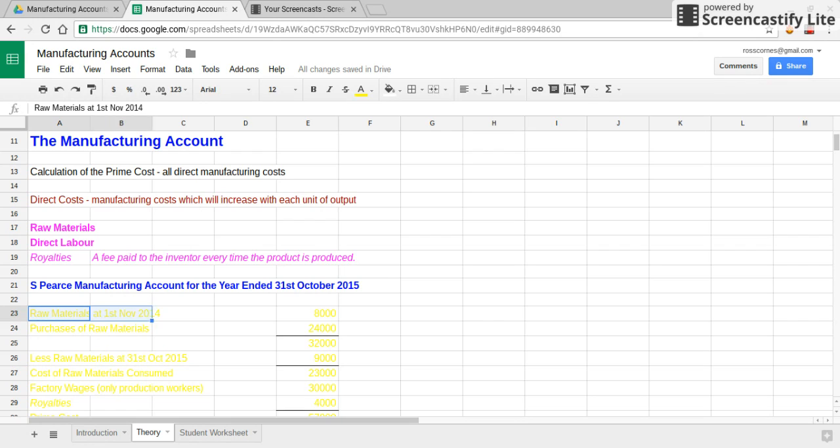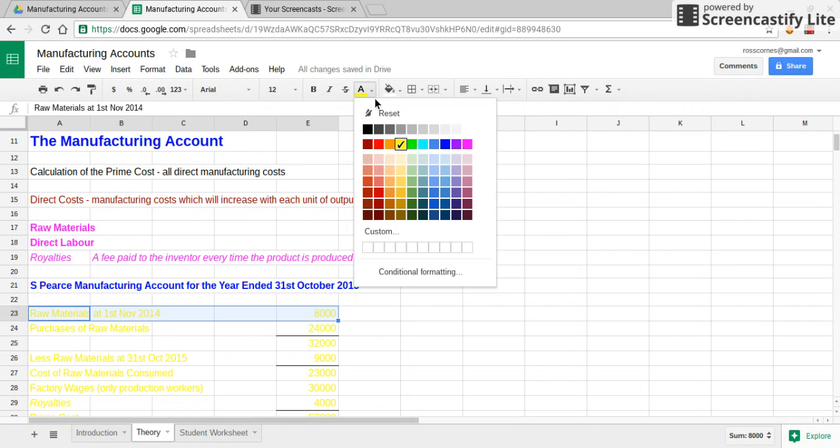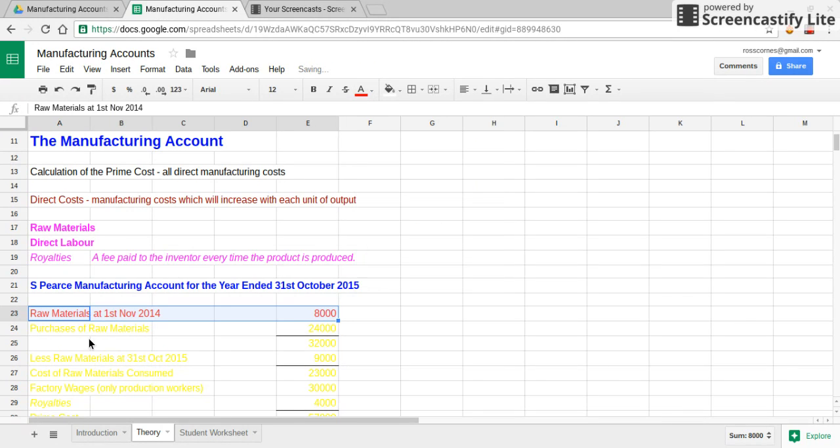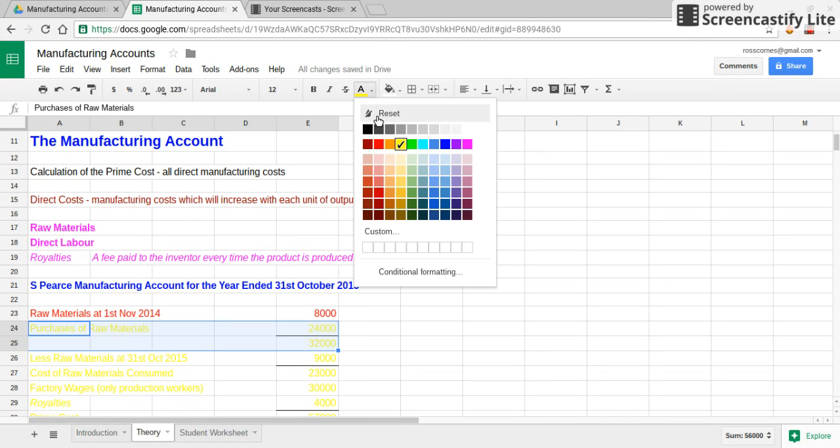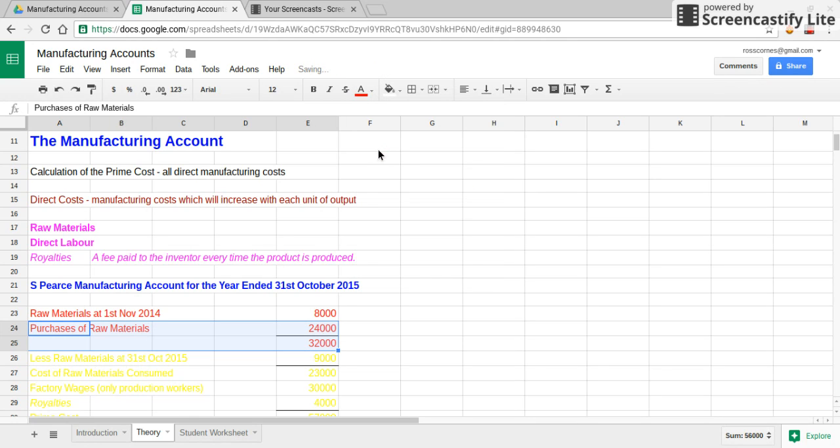So top half of the manufacturing account looks pretty standard. We always start off with our opening raw materials. So for this business here, we start off with the raw materials at the 1st of November 2014. We then add on to that the purchase of any raw materials by the business. So in this case, the business has purchased $24,000 worth of raw materials. So we've got a running total of 32,000.